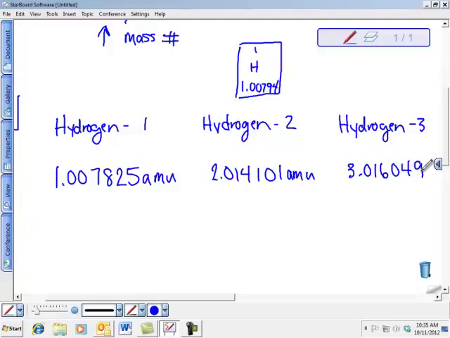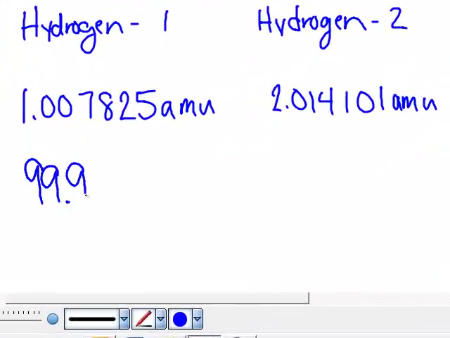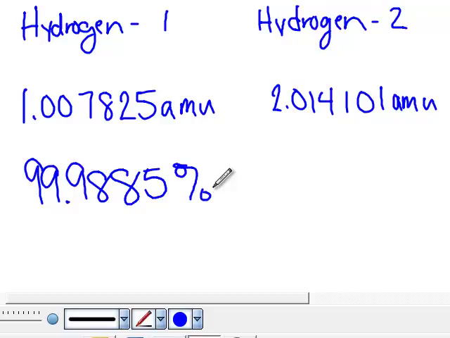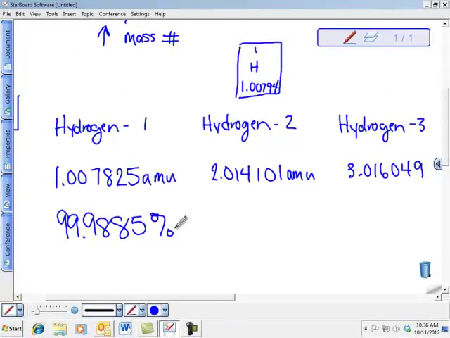Now what we need to look at is something called the relative abundance. And the relative abundance, like I said, is going to appear to you as a percentage. We already know that hydrogen 1 must be the most abundant isotope of hydrogen, but let me give you the number. It is 99.9885% abundant. Really close to 100%, huh? Almost all the hydrogen you will ever encounter in your lifetime will probably be hydrogen 1. So let's check out hydrogen 2 now. This one must be really small, less than 1%, right? It's 0.0115%.